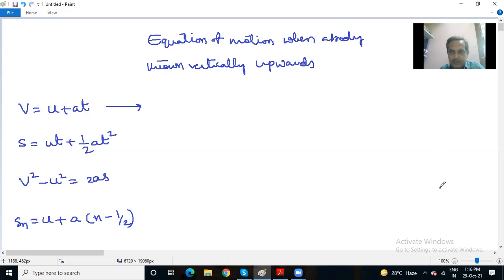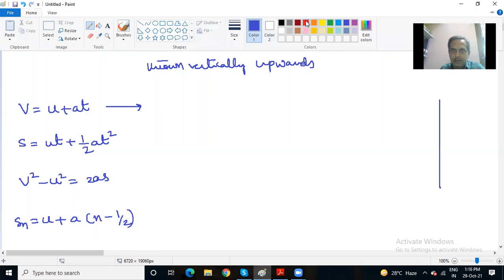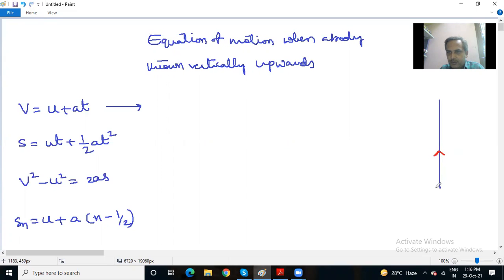Suppose this is the body going upwards, so you give the sign upwards. If you want the body to go upwards, you need to provide an initial velocity on the ground, so u is present. When it reaches maximum height, the final velocity will become 0. Afterwards, we'll get the definitions of maximum height, time of ascent, and time of descent. This is going to be the maximum height, H max. And it is moving under gravity.